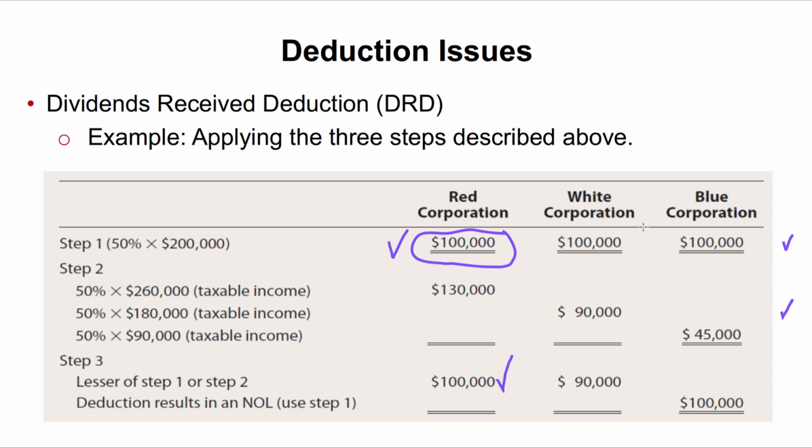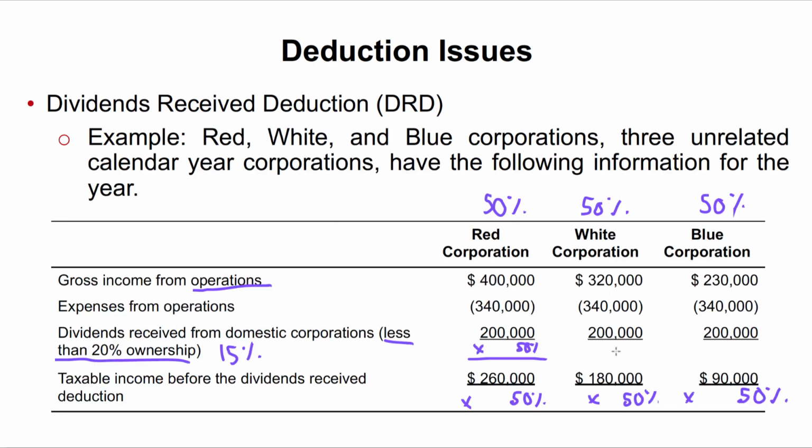So now we go to white and blue corporation. Now we actually have to worry about the NOL. So for white corporation, guess what? We've got 100,000 versus 90,000. Again, the percentages have already been reflected in step 1 and step 2. So the idea here is we go back to our previous slide and we look at the taxable income before the dividends received deduction. All right?